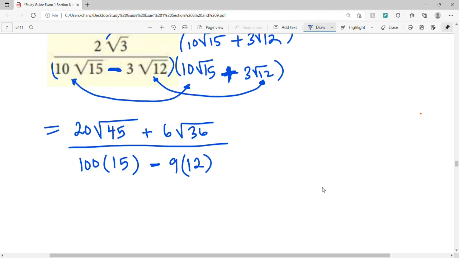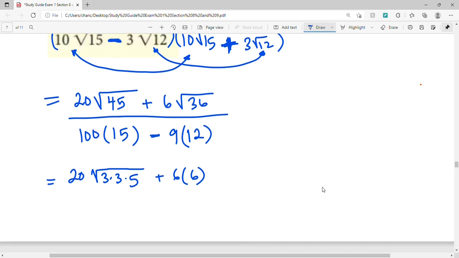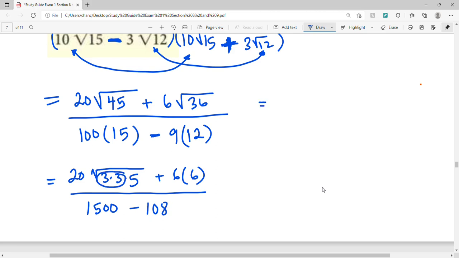Let's simplify the numerator. We can rewrite 45 as the square root of 3 times 3 times 5. And we could simplify the square root of 36, that's 6. In the denominator, we have 100 times 15, which is 1,500. 9 times 12, that's negative 108. We have a pair of 3's here, so that gives us a 60 root 5 in the numerator. And 6 times 6 is 36.